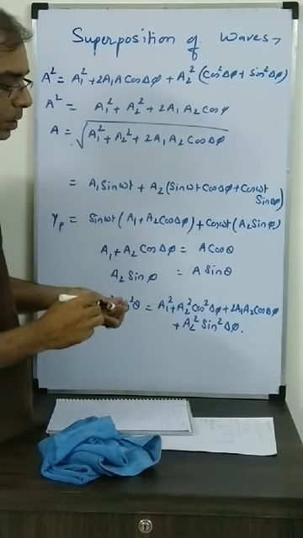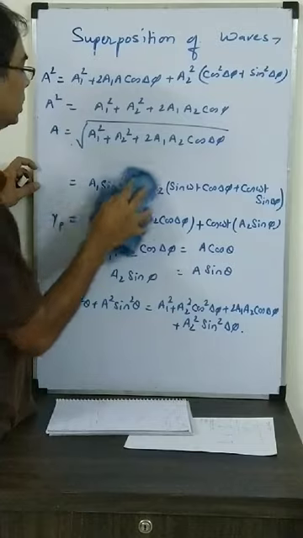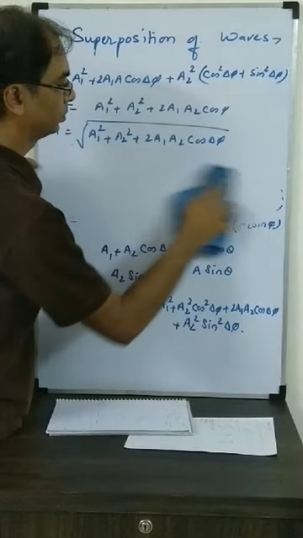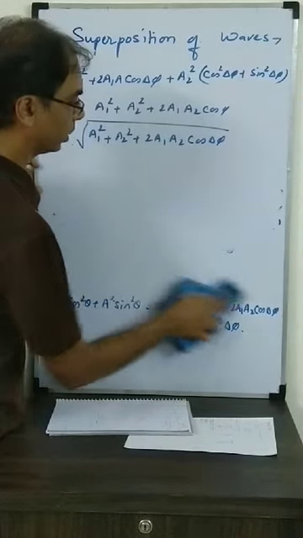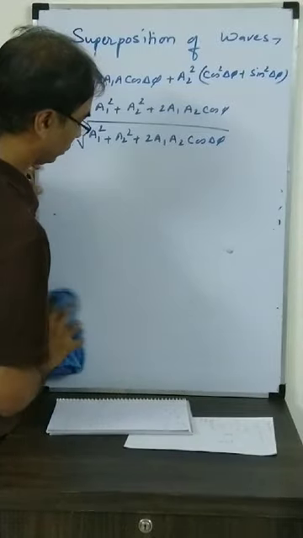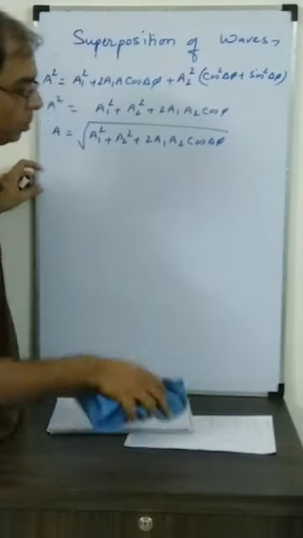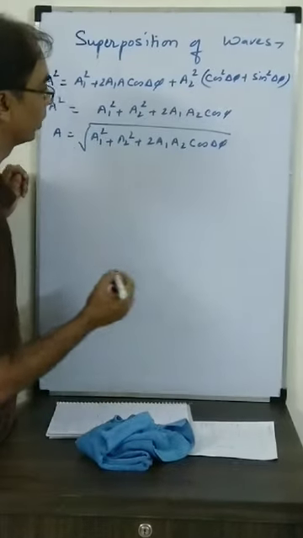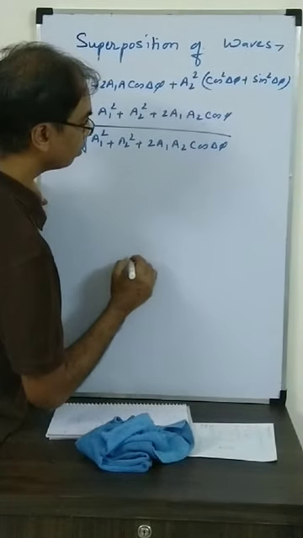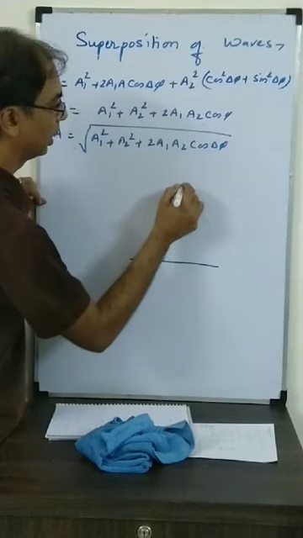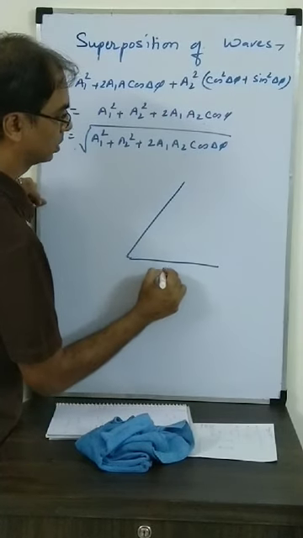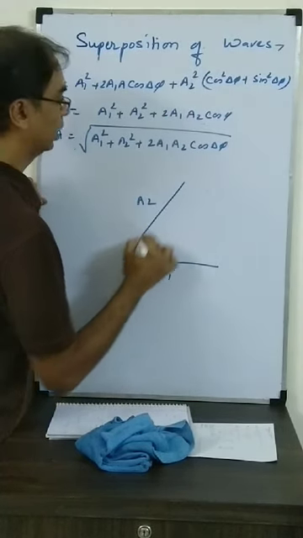This is the resultant amplitude, and it is very similar to the resultant in the parallelogram law. So from this we can use it in the same way as we did the vector addition law, the parallelogram law. We can do the same way. We say that this is A, this is A1, this is A2, and this is the resultant.